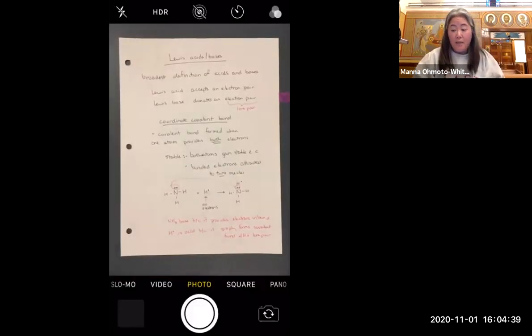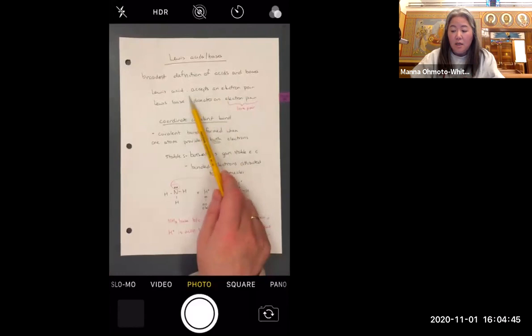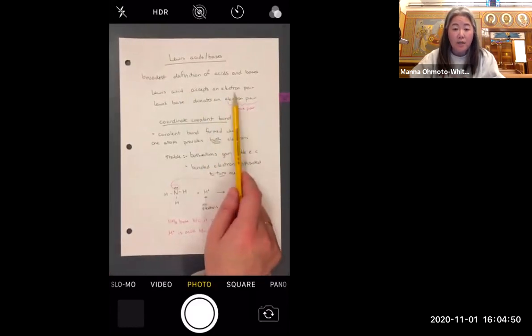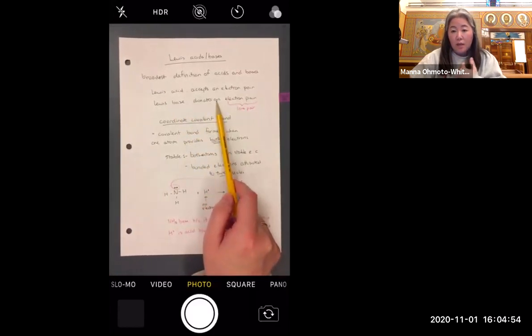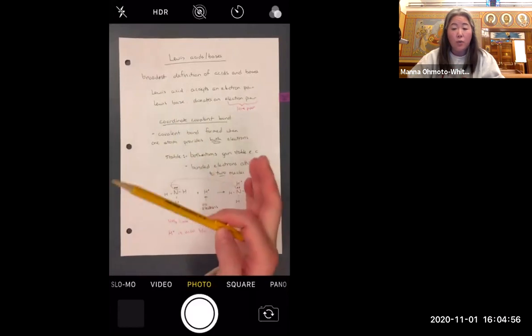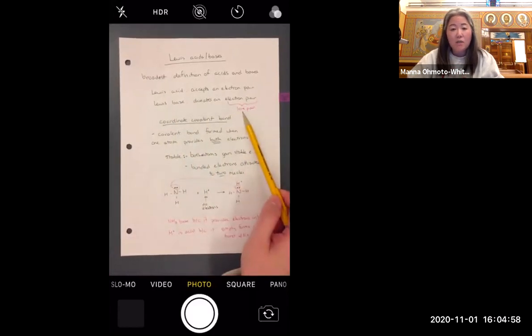Lewis acids and bases. So Lewis acids and bases give us the broadest definition of acids and bases. And we look at Lewis acids as an acceptor of an electron pair and Lewis bases as donors of an electron pair. Now, rather than thinking of them as just any old electron pair, it's important to think of the electron pair as a lone pair.